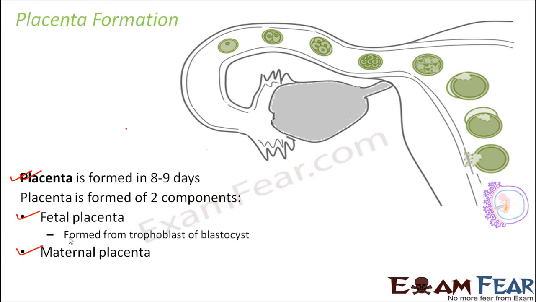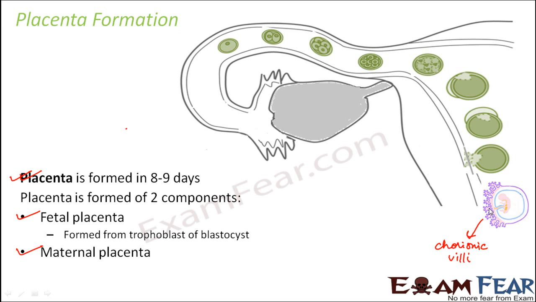So the maternal placenta will be formed from the mother's body. Now let us see how exactly it forms. After this stage, you can see some hair-like outgrowths on the outermost layer, on the trophoblast. These finger-like projections which appear on the trophoblast are called chorionic villi. These structures are called chorionic villi, and they are present on the outermost surface of the trophoblast.